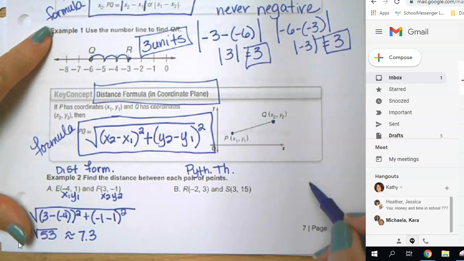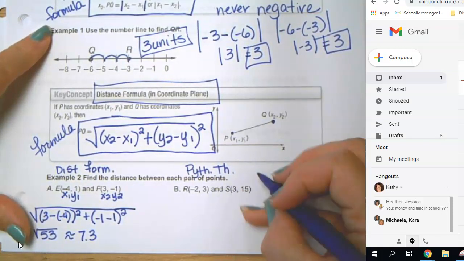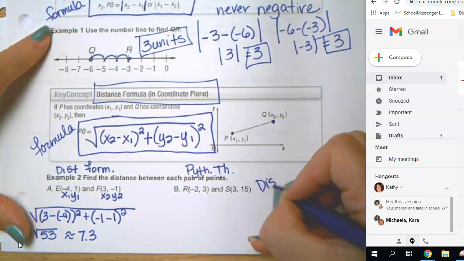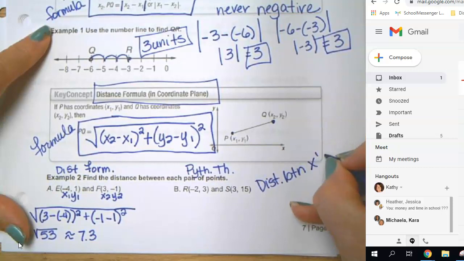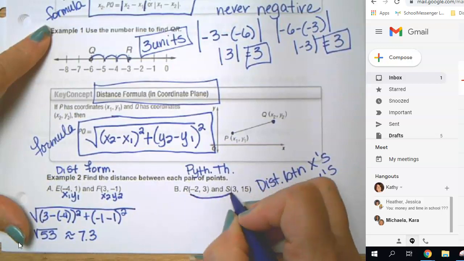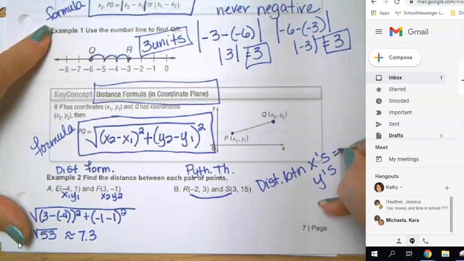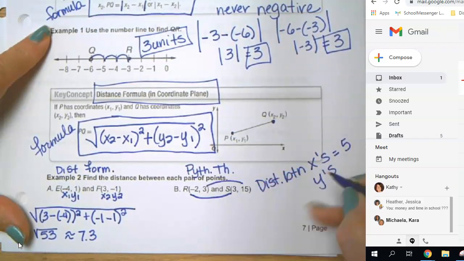You know we've done that. But the way to do this, and if you don't put it on your notes, you won't understand. You find your distance between your x's and between your y's. So my distance between here and here is equal to -2 to +3 is 5. My distance between 3 and 15 is 12.